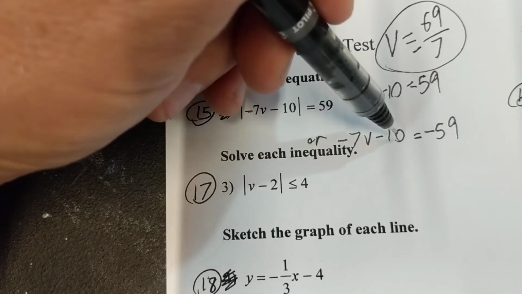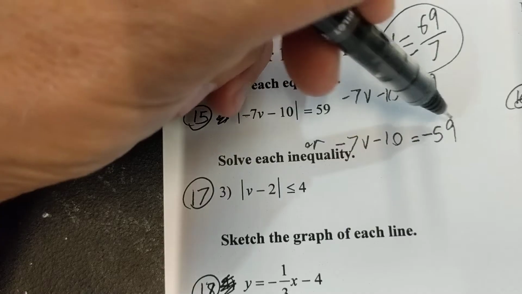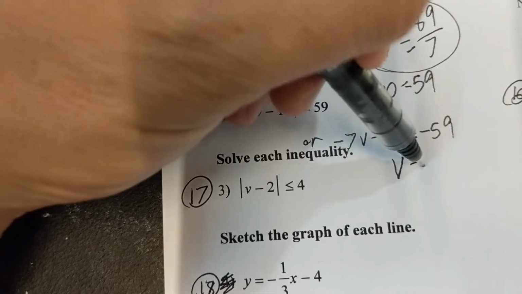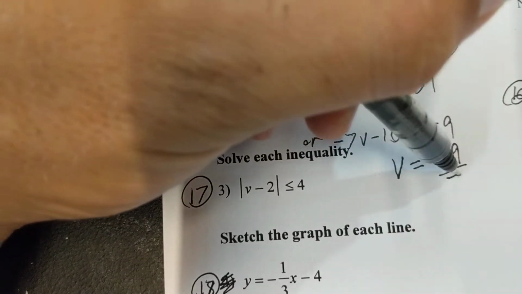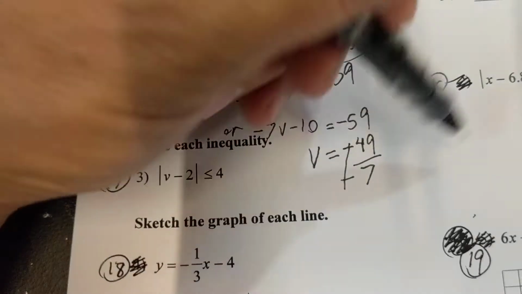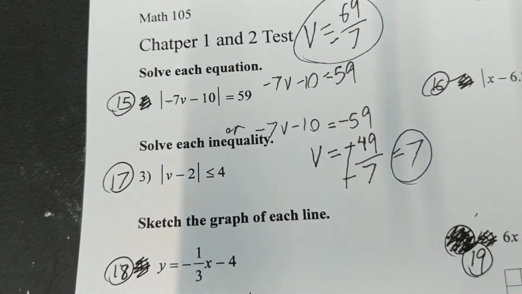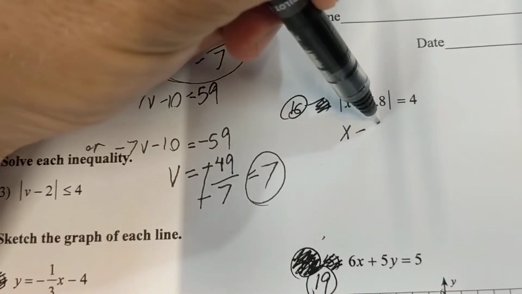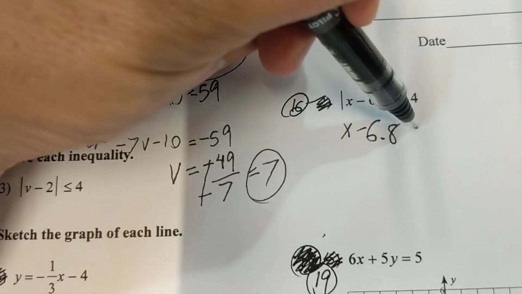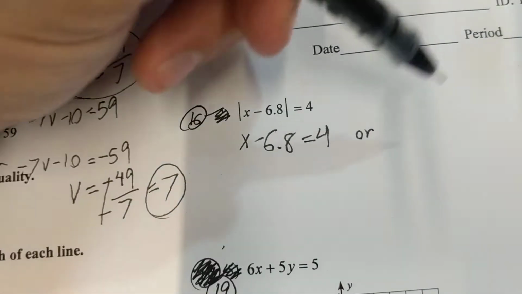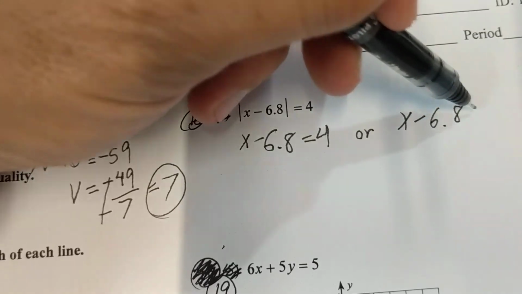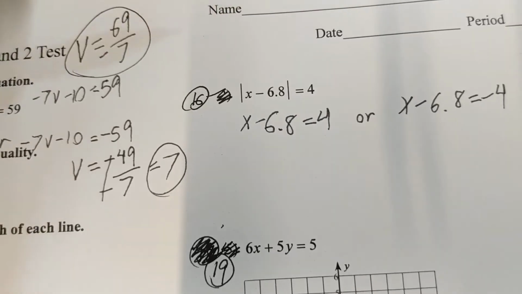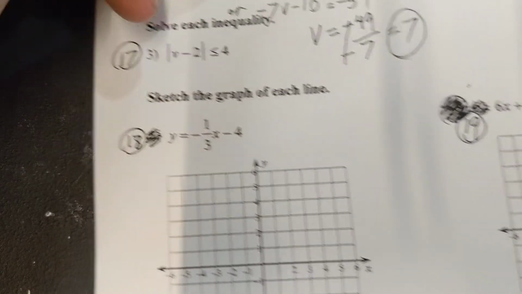That's one of them. And then this one's nicer. Negative 59 plus 10 is negative 49. So negative 49 over negative 7, that's going to be a nice number because the negatives will cancel, and you get yourself a positive 7. Cool. Similar idea. This one is just decimals. I won't do the whole thing for you, but it's x minus 6.8 equals 4, or x minus 6.8 equals negative 4, and you just plus the 6.8 over to each side, and be careful with your negatives, because that's what throws everybody.